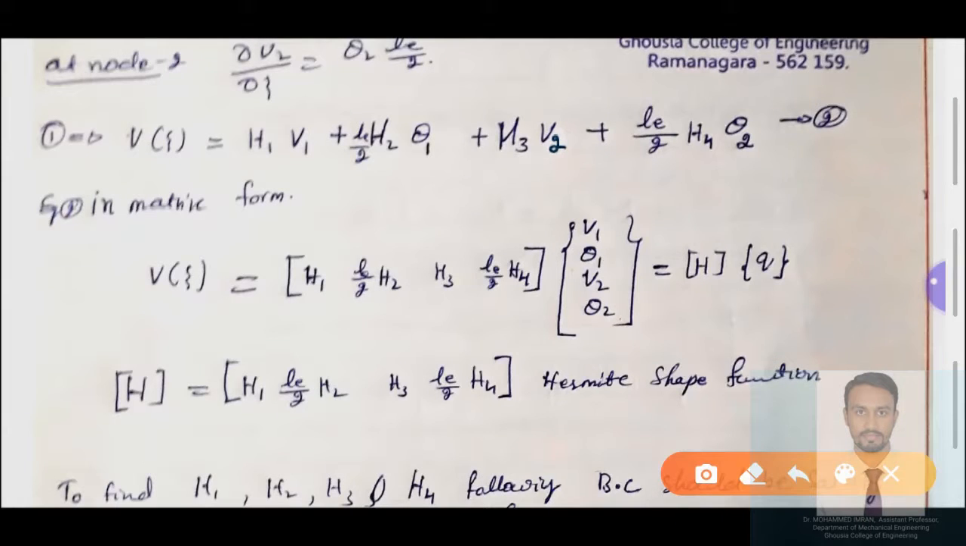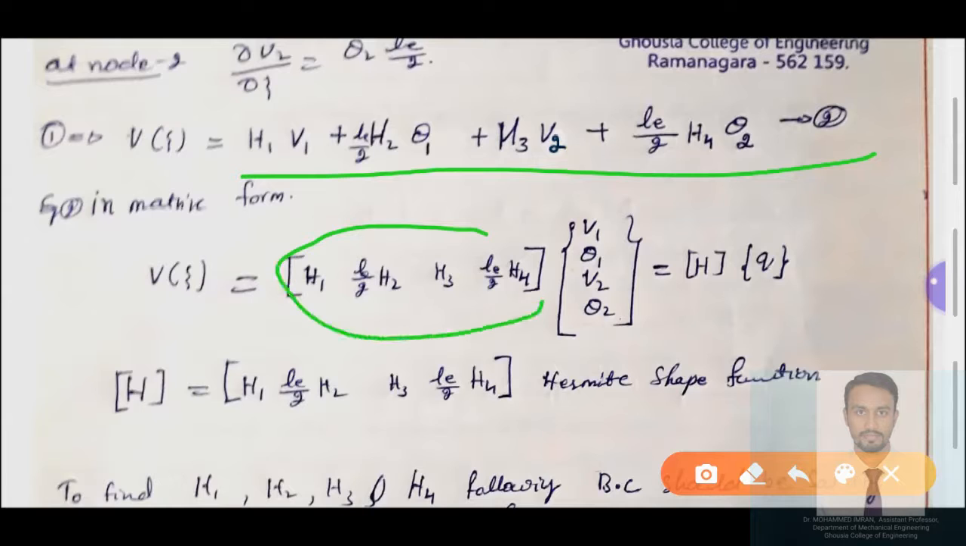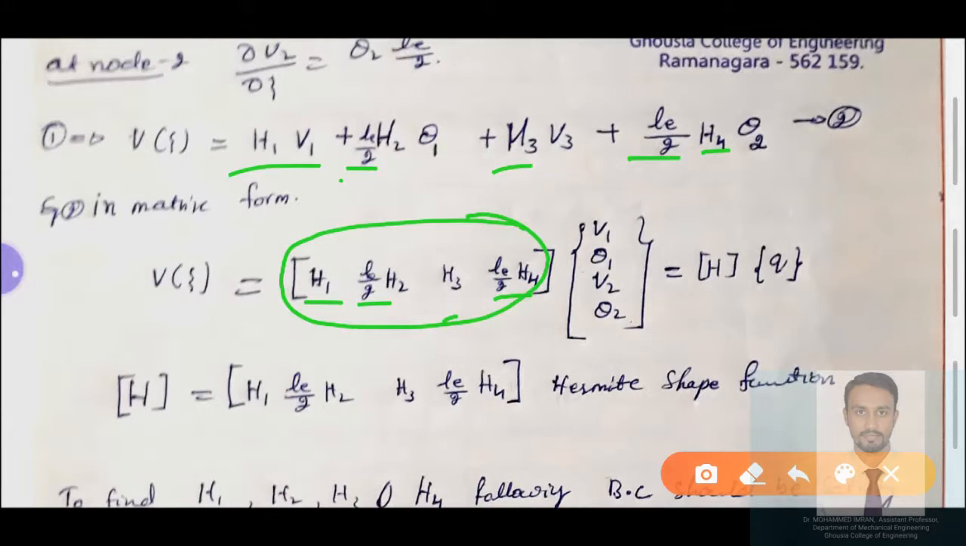Till this equation number 2, there is no need to derive it directionally. For the understanding purpose, I have derived how this matrix came. We need to find out h1, h2, h3 and h4. h1 and h2 are the effects at node number 1, and h3 and h4 are the effects at node number 2.